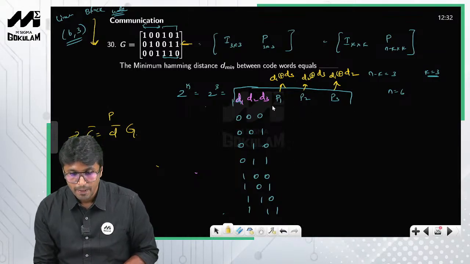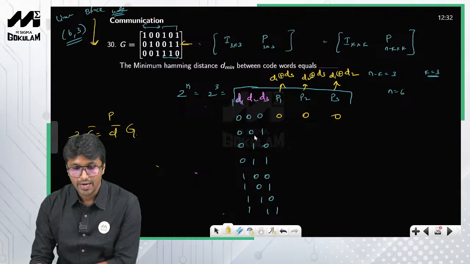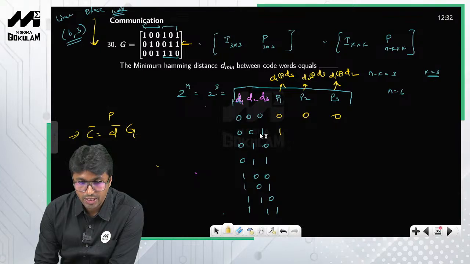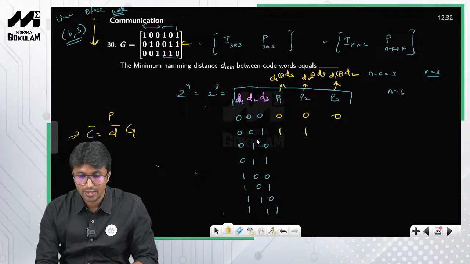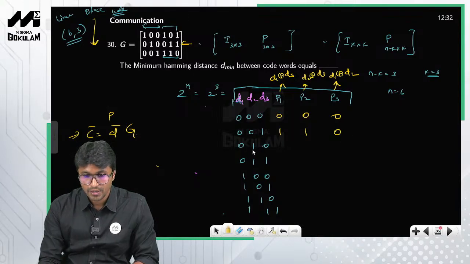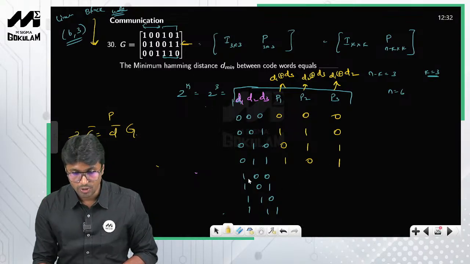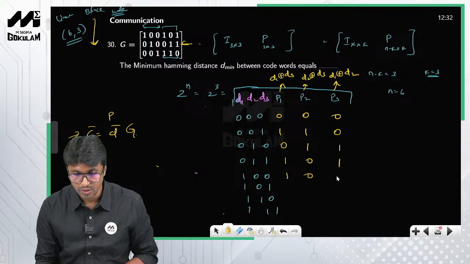P1 is D1 XOR D3. So 0 XOR 0, this is 0, this is 0, this is 0, because all are zeros, right. And what is P1? D1 XOR D3, so this is 1, and D2 XOR D3 is also 1, and what about this one? D1 XOR D2, this is 0. What about this? This is 0 XOR 0, 0 XOR 0, this is 1 XOR 0, and D1 XOR D2, this is 1. What about this one? 0 XOR 1, D2 XOR D3, this is 0, and this is 1. And what about this one? This is 1, and this is 0, and this is 1.